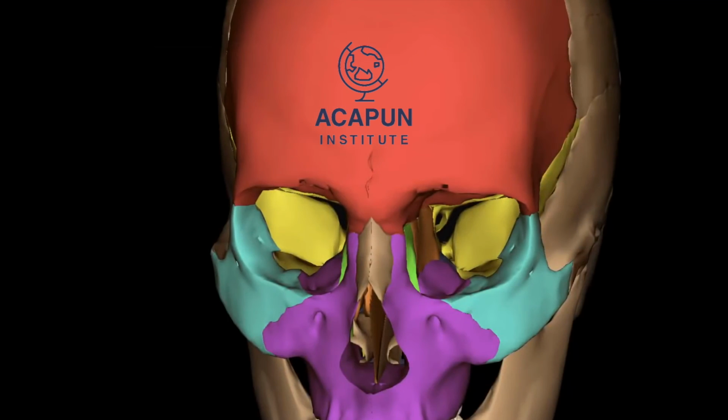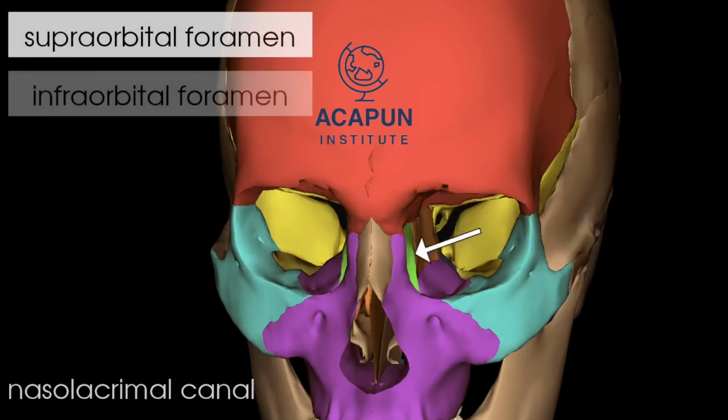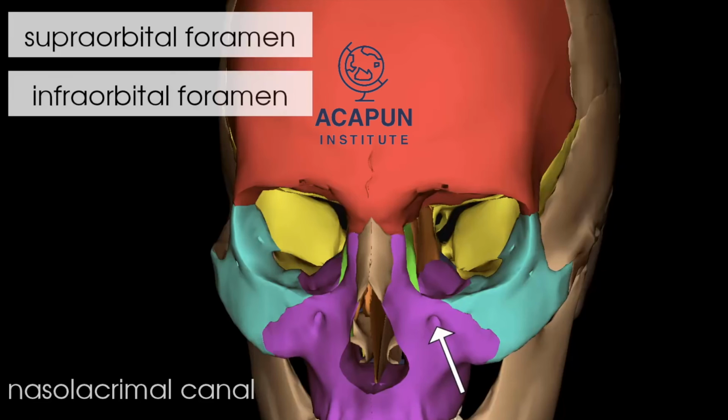There are also some other minor openings into the orbital cavity. The nasolacrimal canal, which drains tears from the eye to the nasal cavity, is located on the medial wall of the orbit. Other small openings include the supraorbital foramen and the infraorbital foramen, which transmit small neurovascular structures.